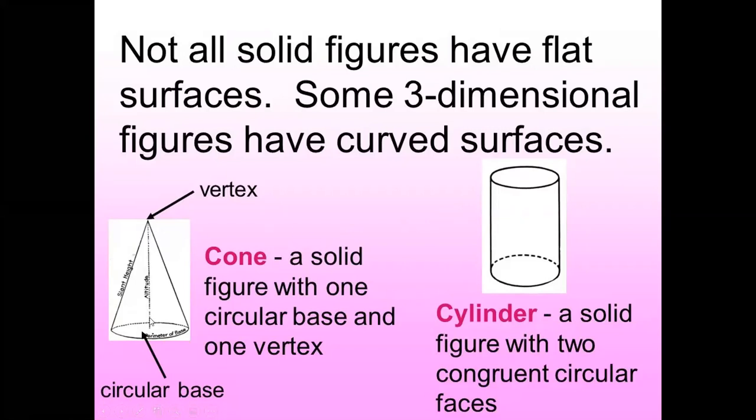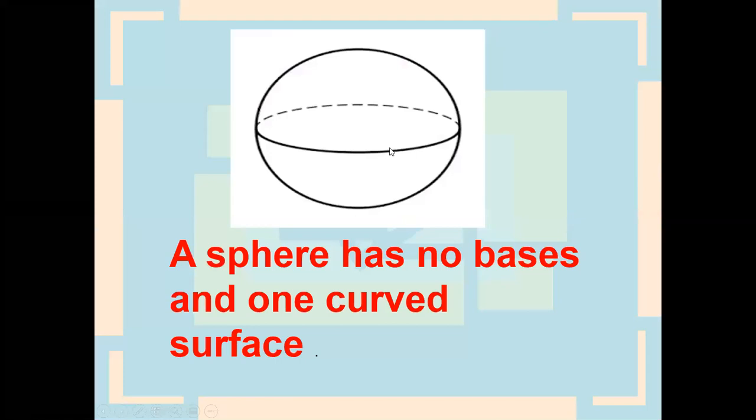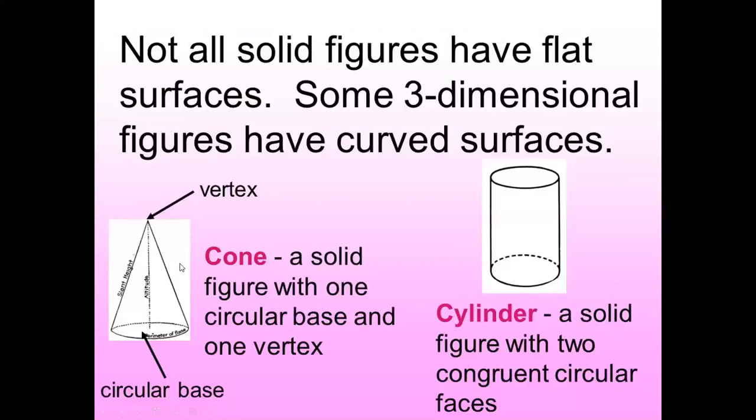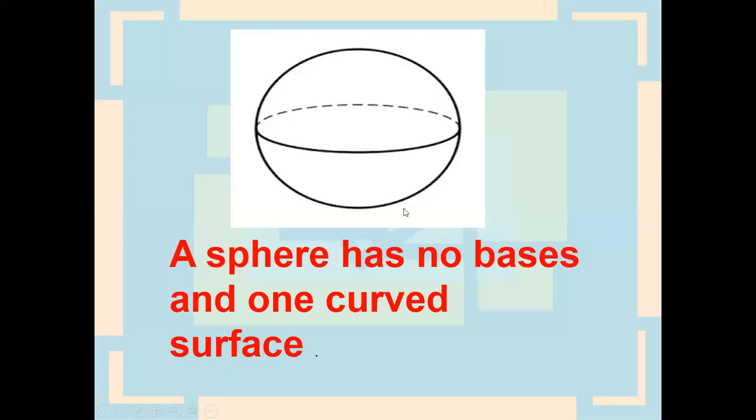Okay, again, this is the cone and this is the cylinder. In the cone, we have only one base. It's in the shape of a circle, and in the cylinder, we have two bases. Each one is a circle. And this is the sphere. The sphere has no bases, and we have only a curved face. This is the sphere. Cone, cylinder, sphere. These three solids are not polyhedrons because there are no polygons in them.